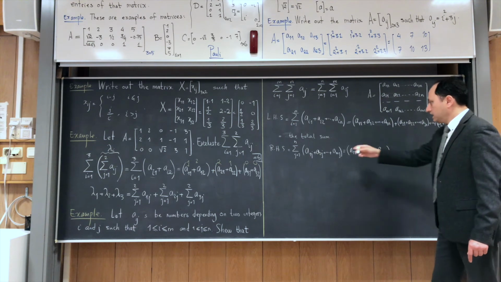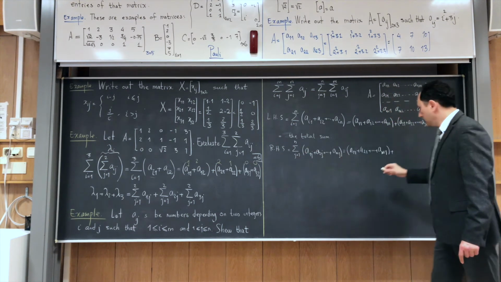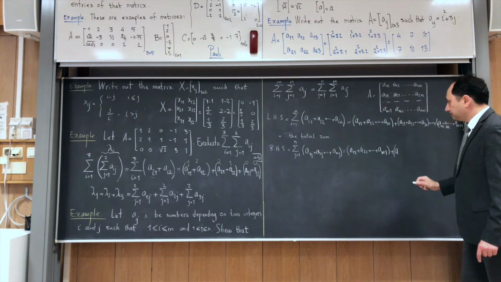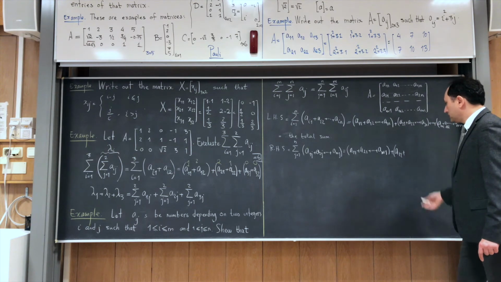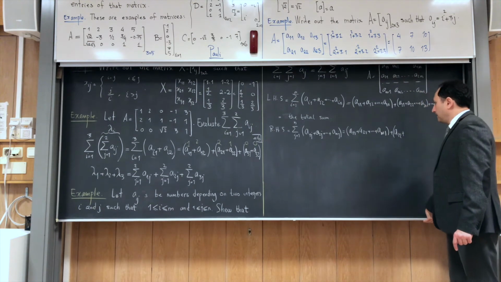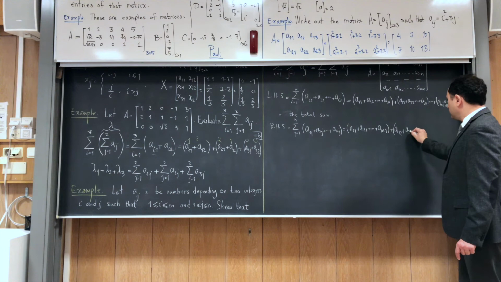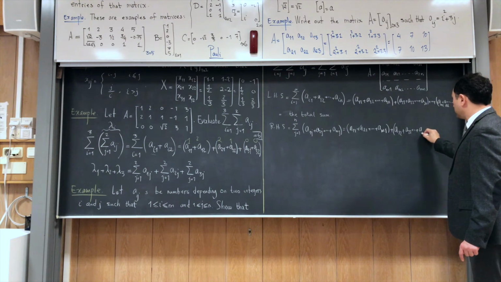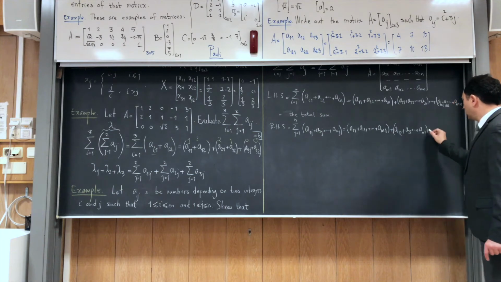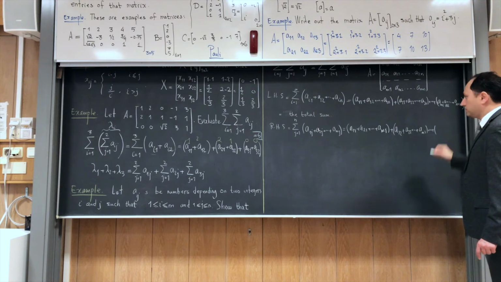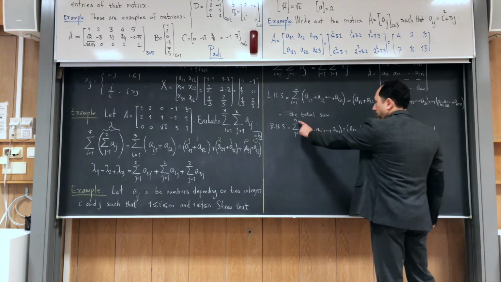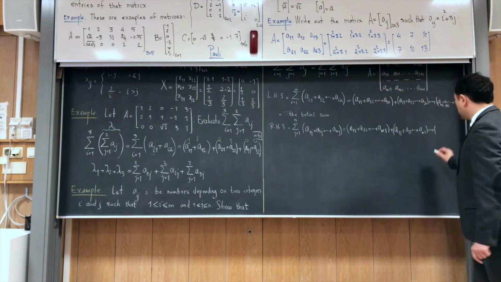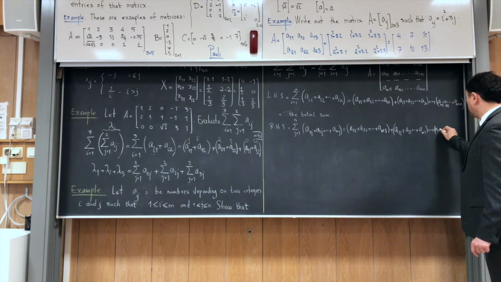Yes, I replace j with the first number 1 everywhere. And then I change j from 1 to 2. So it becomes a12 plus a22 plus up to am2. Yes, and then I continue until the last entry, the last number n. So then it becomes a1n plus a2n plus up to amn.